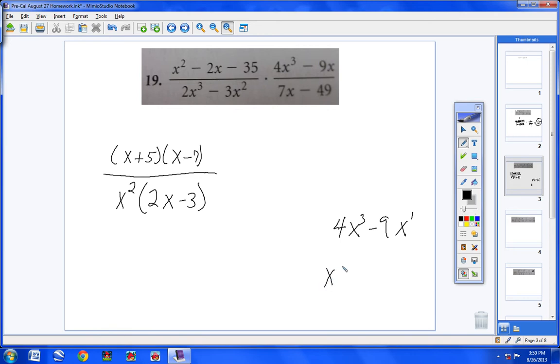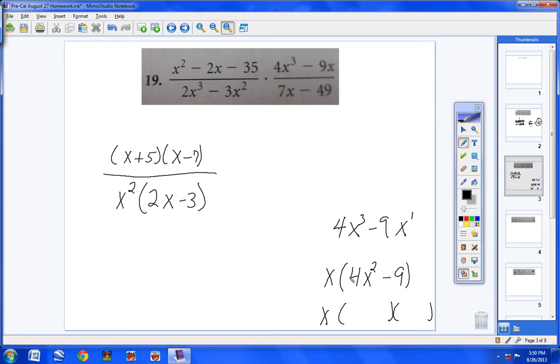I can pull 1x out. So when I do that, I'm left with 4x squared minus 9. Okay? Now, look at your binomial. I do know the square root of this term. I do know the square root of this term, so I'm dealing with perfect squares. When you're dealing with perfect squares, the first term has to be positive, and it is. The second term has to be negative, and it is. So I can factor this binomial into 2 little parentheses.